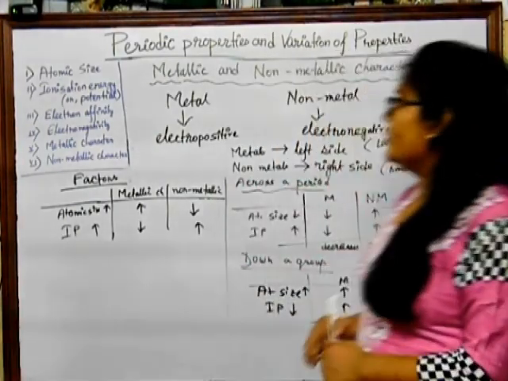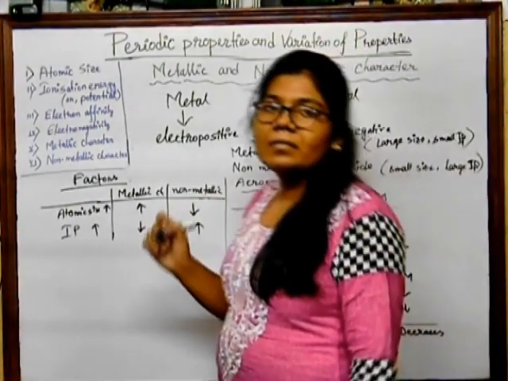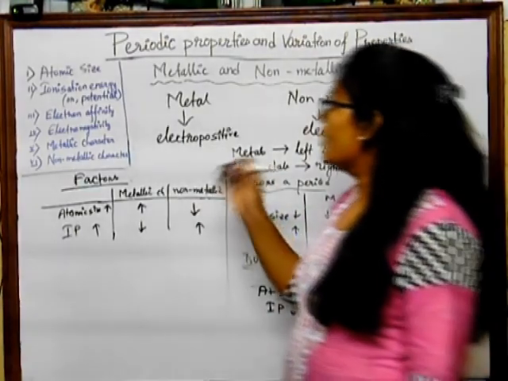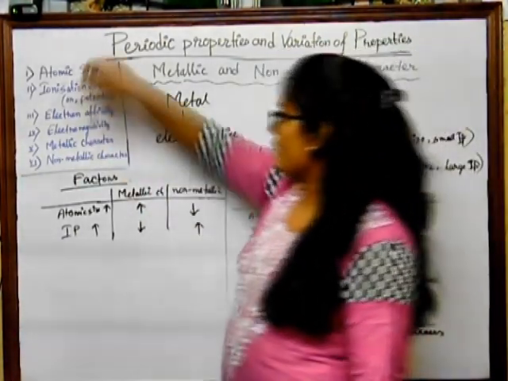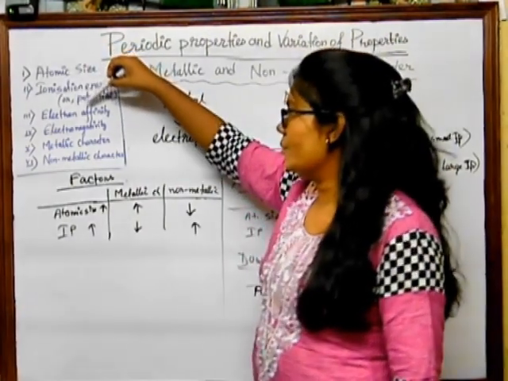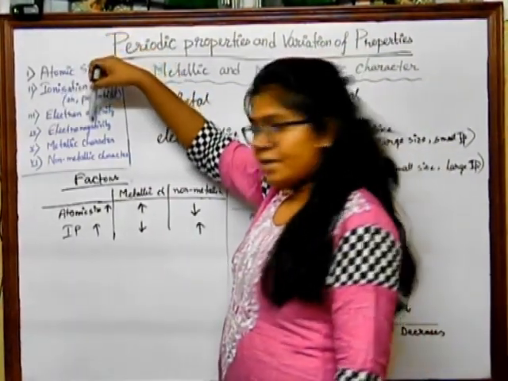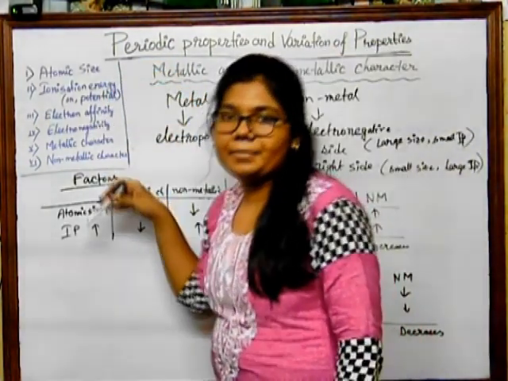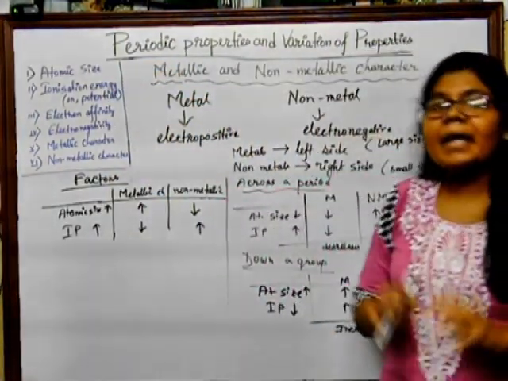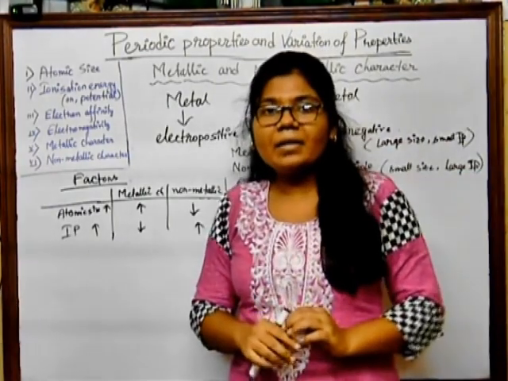So these are the trends and properties in the periodic table. Most questions come from these topics: atomic size, ionization energy or potential, electron affinity, electronegativity, and metallic and non-metallic character.